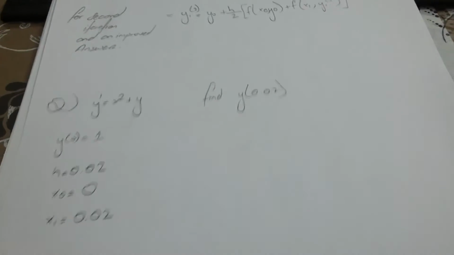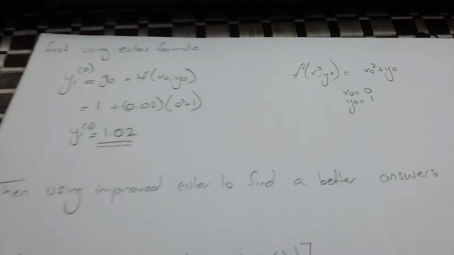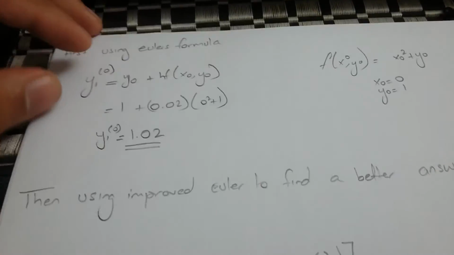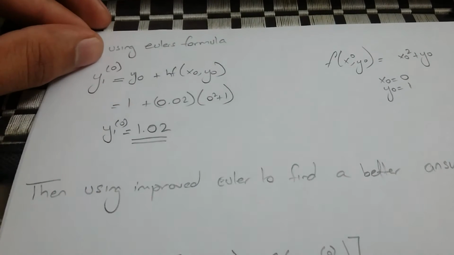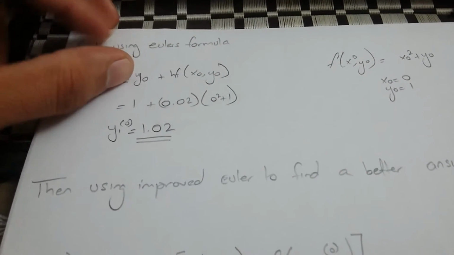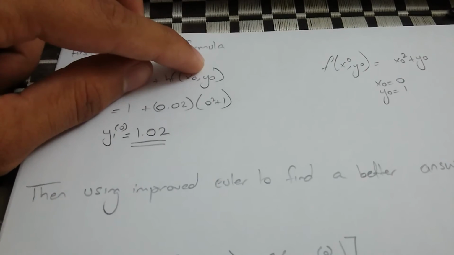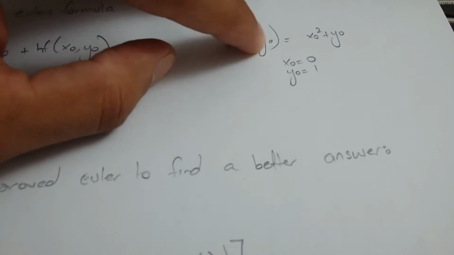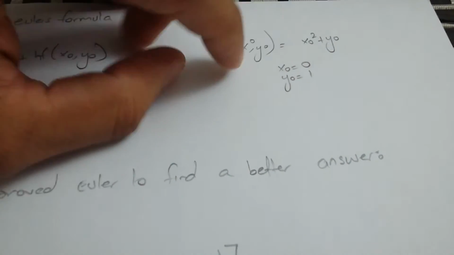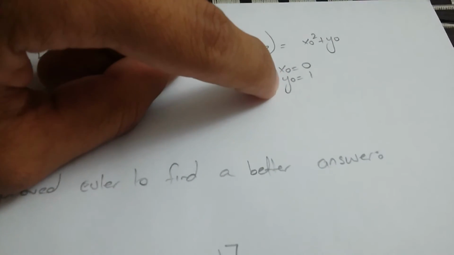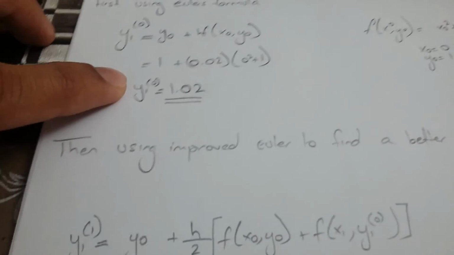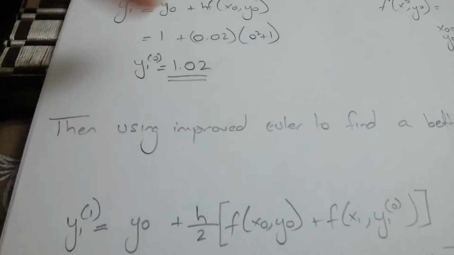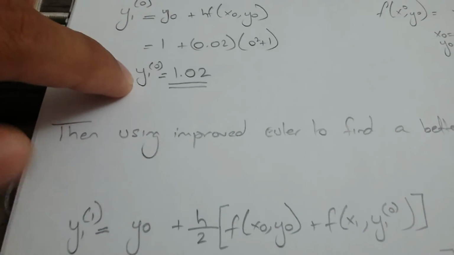Now how will we solve this? First, we use Euler's formula. The formula is as follows, as shown before: y1 naught is equal to y0 plus h into the function of x0 y0. Now, what is the function of x0 y0? It is x0 square plus y0, and x0 is 0, y0 is 1. Thus, solving the equation, 1 plus 0.02 into 0 square plus 1, y1 naught is 1.02.